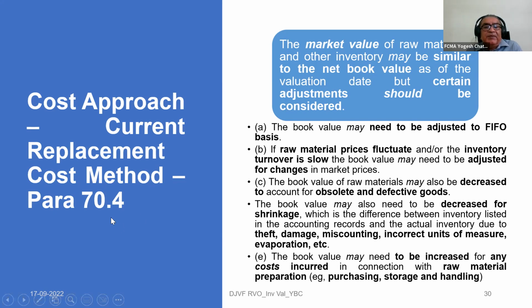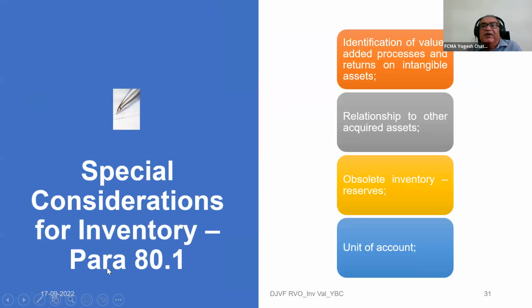So these are the special considerations for inventory. Identification of value added processes and returns on intangible asset. So this is a special consideration. Then relationship to other acquired asset, obsolete inventory, creation of a reserve for that, and unit of account. A company can have a different unit of account for different commodities or for different products. So that also has to be considered.